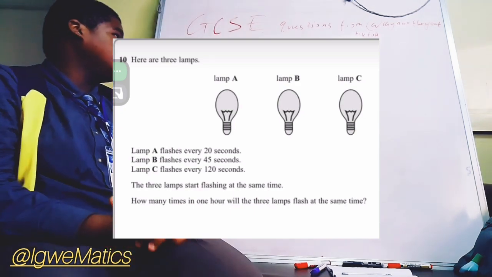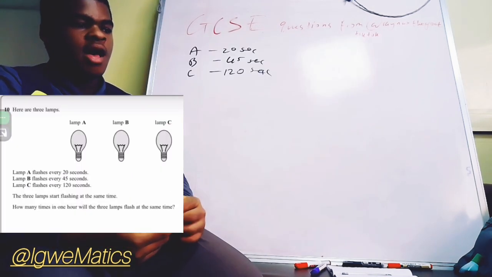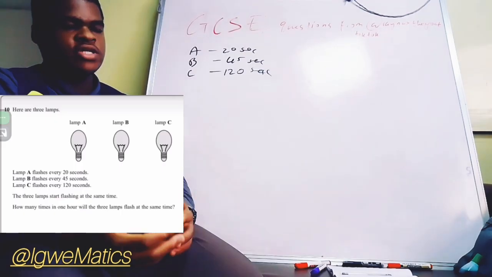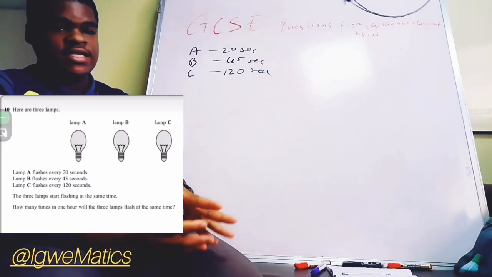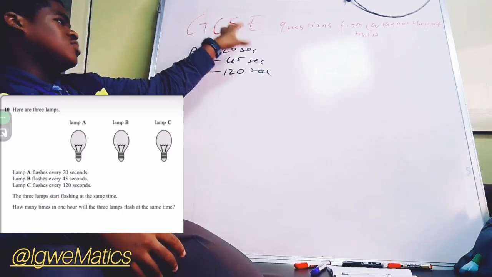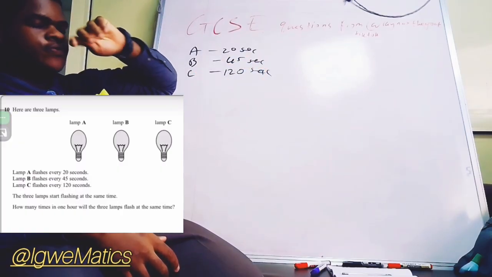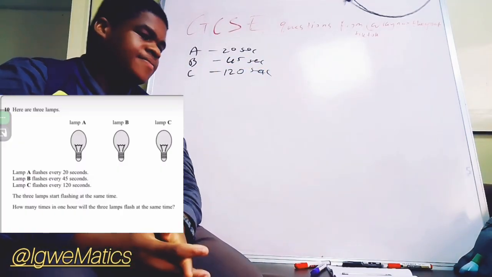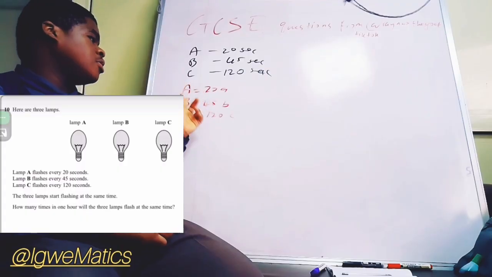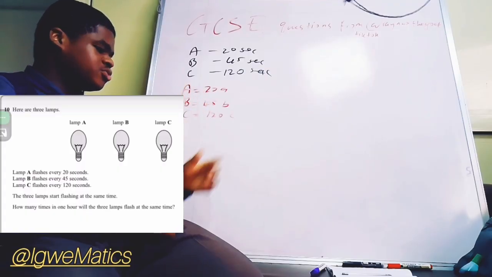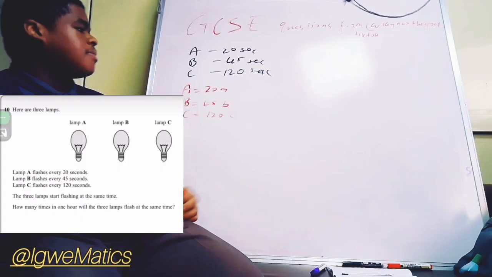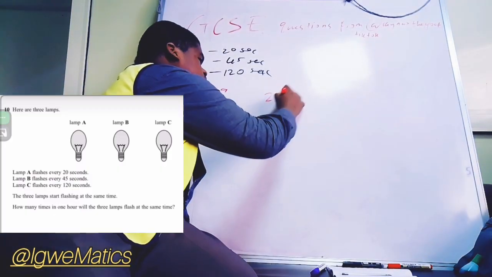So let's just find the interval. How long does it take them to flash at the same time? They all start at the same time. So this one flashes every 20 seconds, this one every 45 seconds, this one every 120 seconds. For them to flash at the same time, if you get the LCM, that's the lowest common multiple of 20, 45, and 120. I'm not going to stress myself too much, but you have 20.